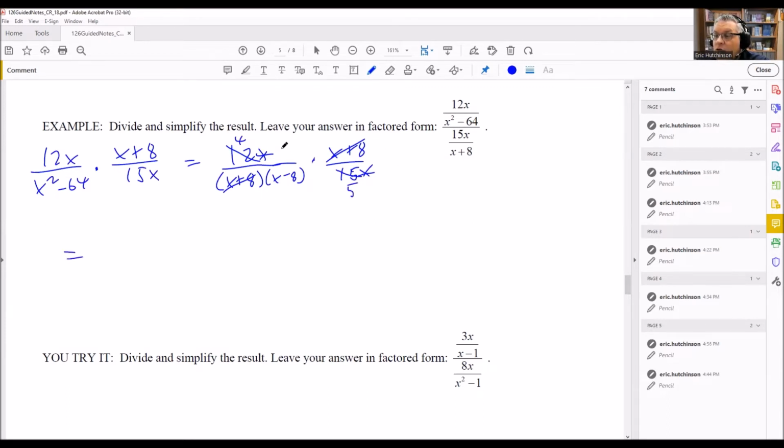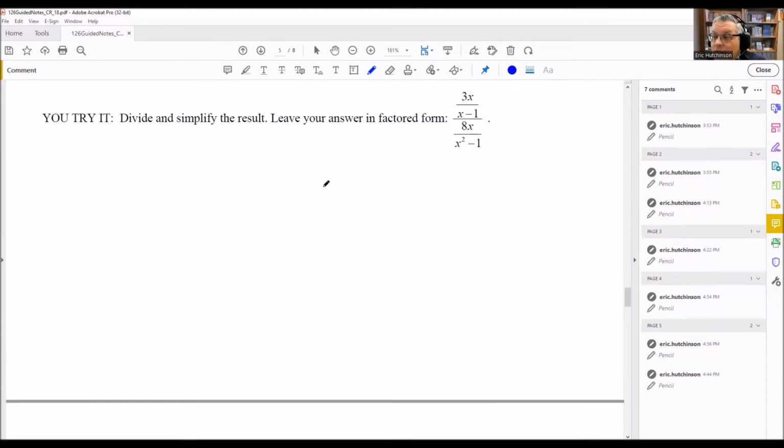We just want to rewrite what we have. So I have a 4 on top. Everything else canceled out. On the bottom, we have a 5, and we have x minus 8. Nothing more we can do on that one. 4 over 5 is already reduced. We're going to use the same idea, same principle there. We're going to apply it to the next problem.